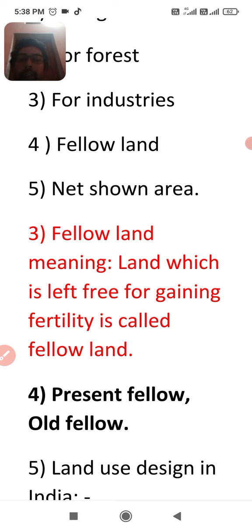Old fallow is the fallow land which is left for a number of years to gain fertility, and present fallow is the land which is left for only 1 year or a short span of time to gain fertility. I think you got the points. You got the meaning of fallow land, and the points related to present fallow and old fallow.